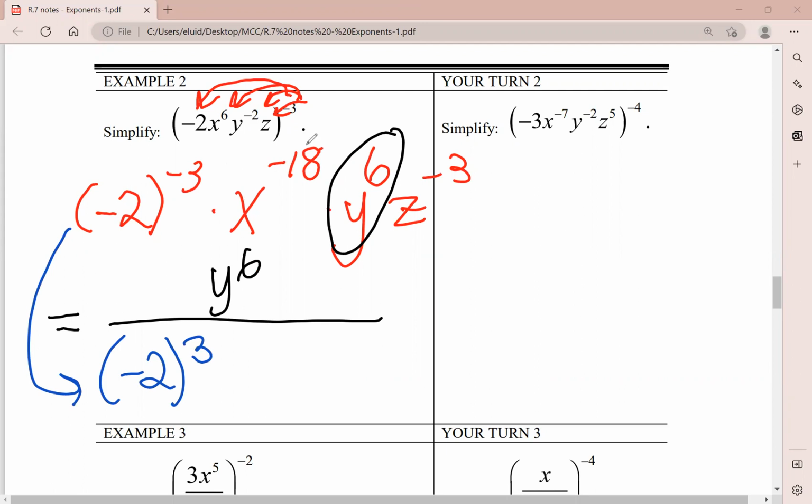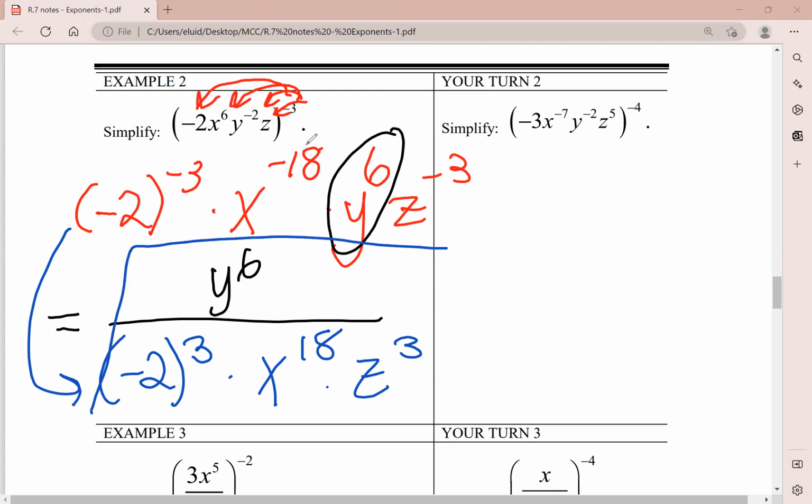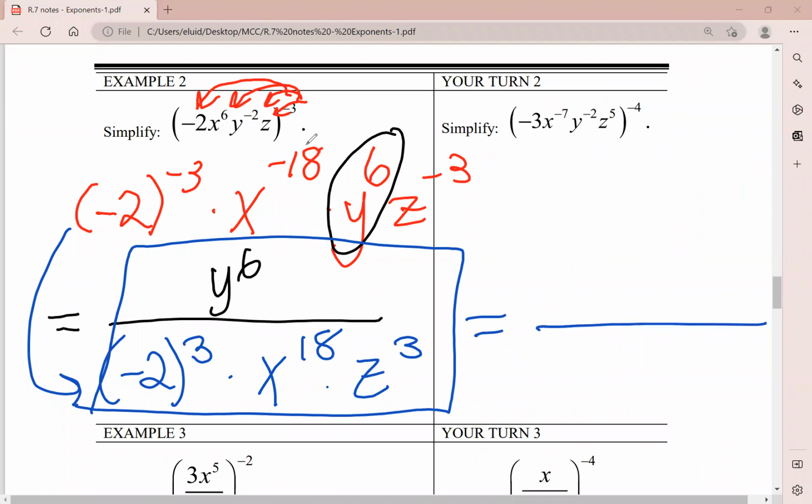X to the -18th is now going to be x to the +18th. And then z to the -3rd is now z to the +3rd, but again, in the denominator. Okay, I'm circling what we have so far. We're almost done, but not quite. The last thing we need to do is actually simplify -2 to the 3rd.